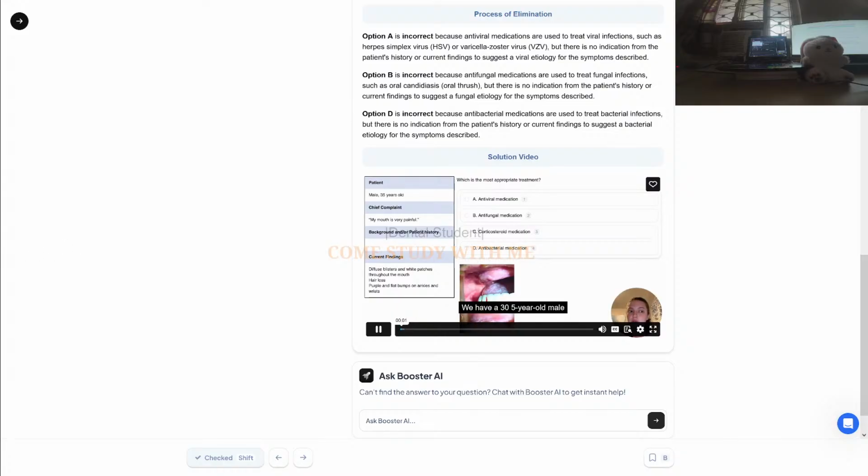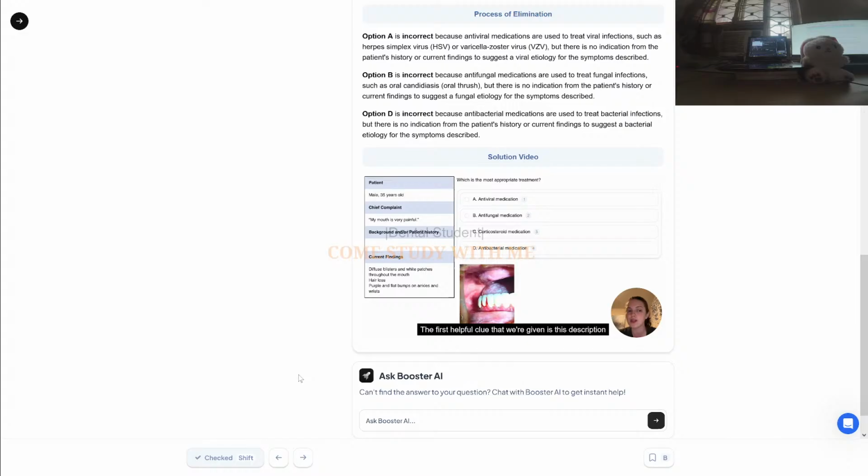We have a 35-year-old male who says, "My mouth is very painful." He has diffuse blisters and white patches throughout the mouth, hair loss, and purple and flat bumps on the ankles and wrists. And we're asked, what is the most appropriate treatment? Now, obviously, before we can determine the most appropriate treatment, we need to determine what condition this patient has. And we're given some helpful clues as well as this picture to help make that diagnosis.